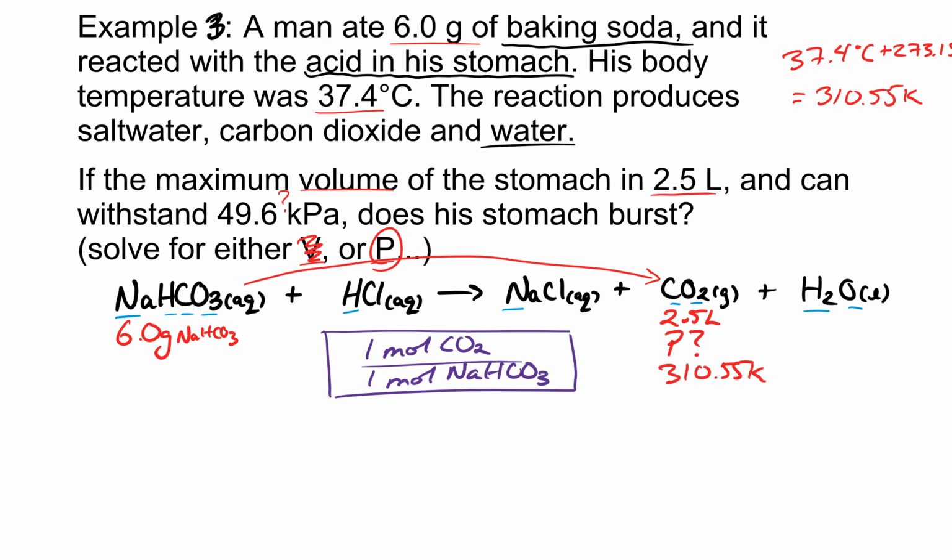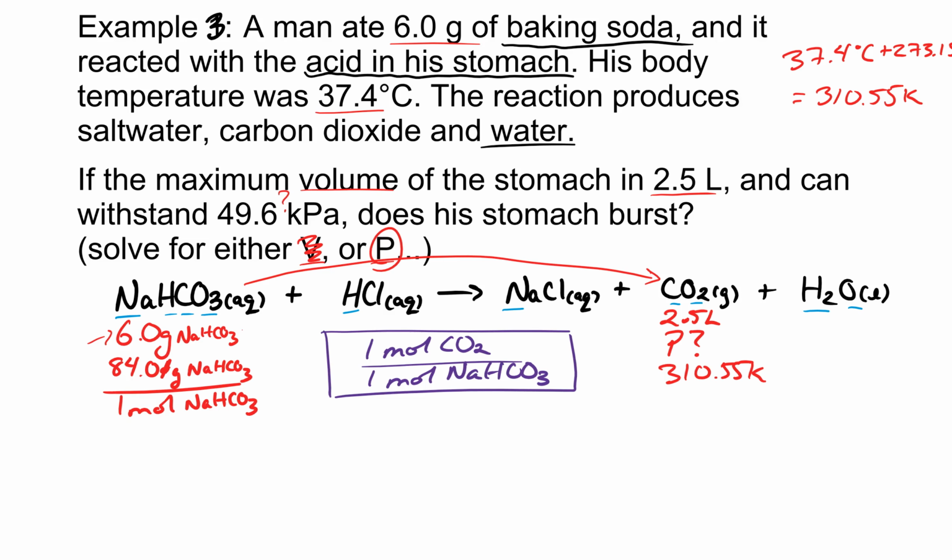A molar ratio of 1 to 1 makes things pretty darn easy as far as our calculator is concerned. Now, I have a mass of my sodium bicarbonate. In order to get to moles, I'm going to need the molar mass of sodium bicarbonate. So the molar mass is 84.01 grams NaHCO3 per 1 mole of NaHCO3.